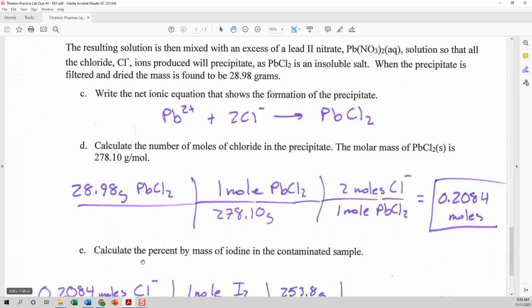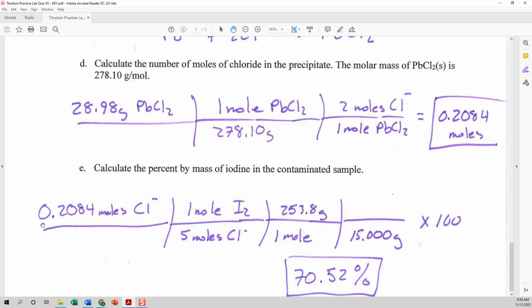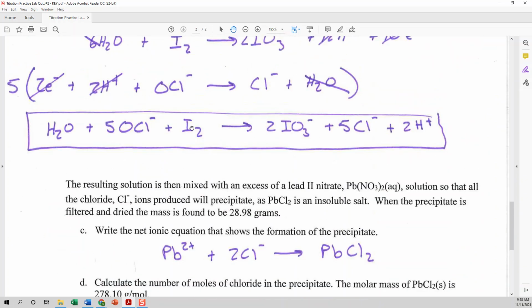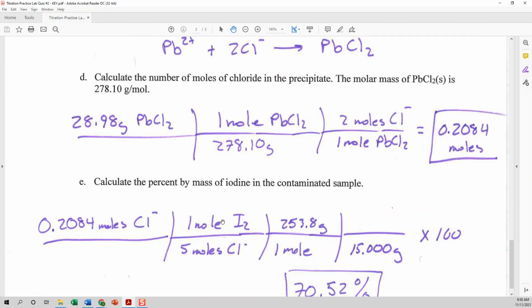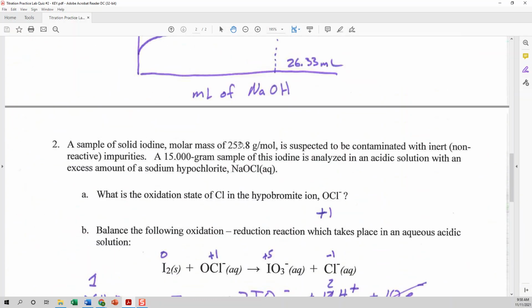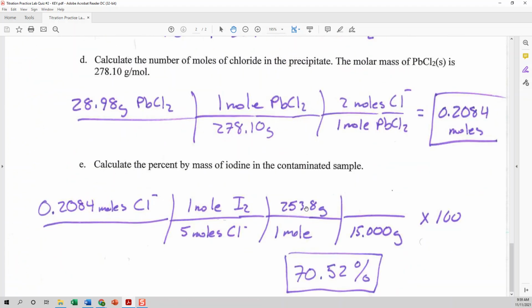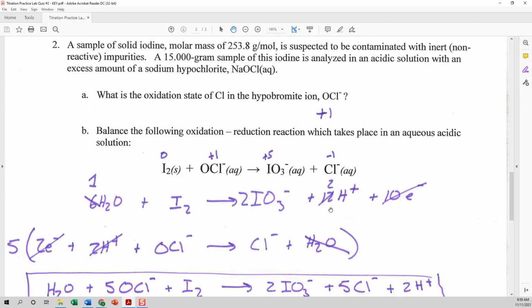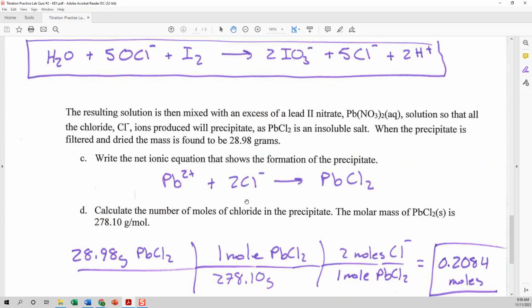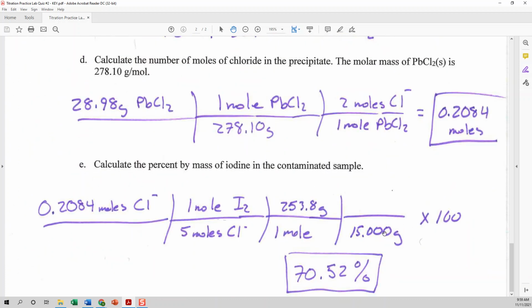Then we need to calculate the percent by mass of the iodine in the contaminated sample. We take our moles of chloride and multiply by the mole ratio, 1 to 5. That tells us how many moles of iodine reacted. We multiply by the molar mass of iodine, which they gave us at the top of the question. That gives us how many grams of iodine were in the 15-gram sample. Then for percent by mass, we divide by the mass of the sample, 15 grams, and multiply by 100. We should get around 70.52%.